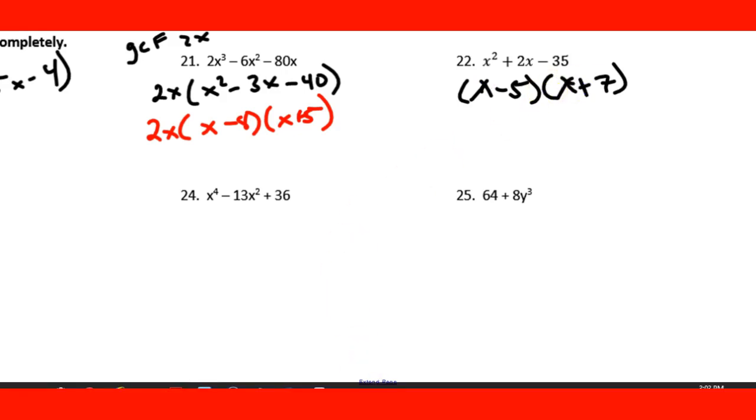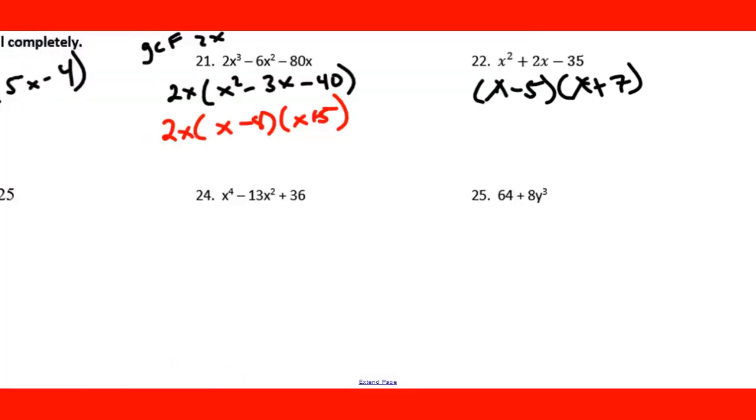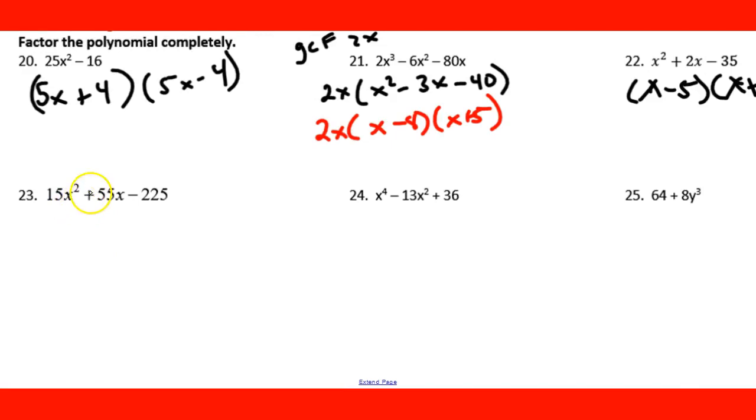All right. Now, right here, we have number 23. We're going to factor out a 5. So we take out a 5, and we have 3x squared plus 11x minus 45. Now, there are no factors that multiply to give you 45 and add to give you 11. So we're done right there.